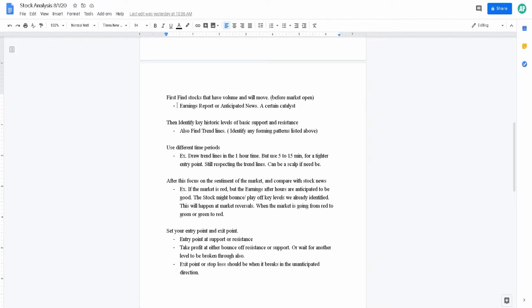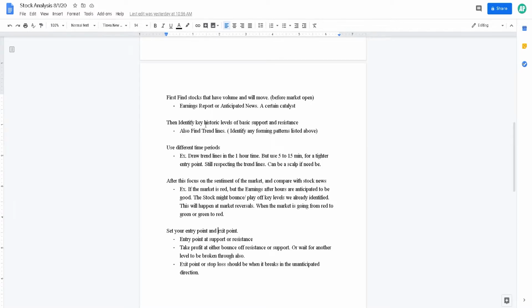So here we have, first, find stocks that have volume and will move. You have to do this before market open. Do not try to analyze a stock at market open. Do it before, do it the night before, but know that they'll have a certain amount of volume if they're expected to have good earnings or bad earnings. Again, this is how I trade. This is my game plan. Have a game plan when you trade.